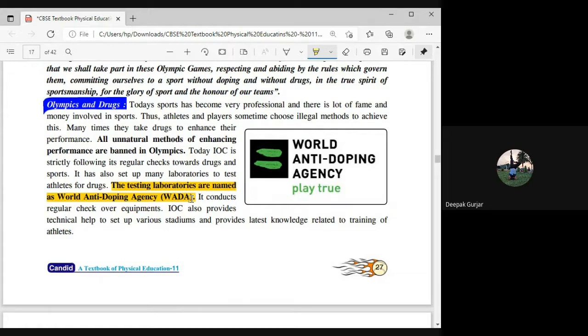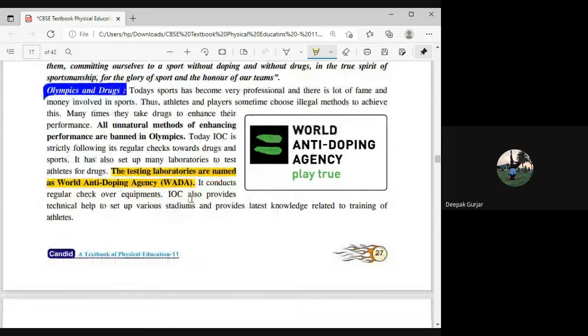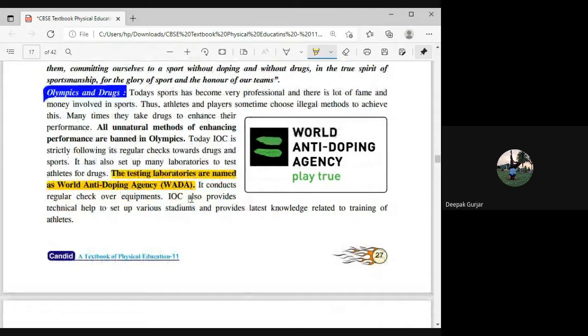And I'll tell you one thing, beta. Whenever it happens that someone has taken drugs, they'll be caught, because if you break the records and all, first there will be a doping test. Every time, a test is there to check whether, if this person has broken a record, he has done any doping or not. So these tests were there, right?